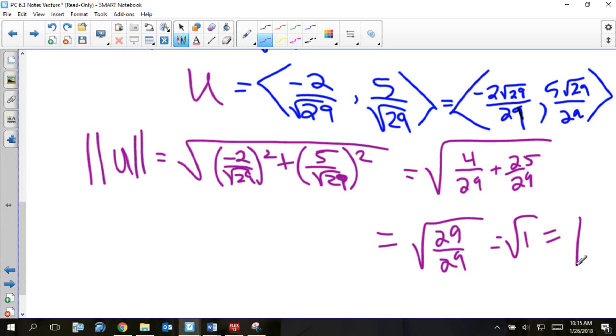Yeah. So I know the unit vector, but physically what is the unit vector? Like on a graph, is it? Well, let's see. Negative 2, 5.